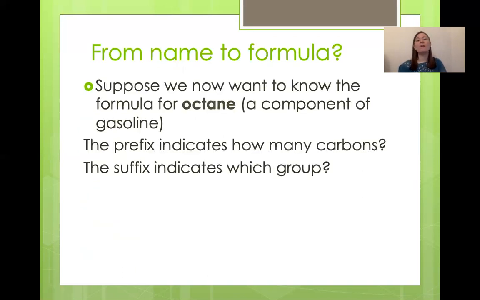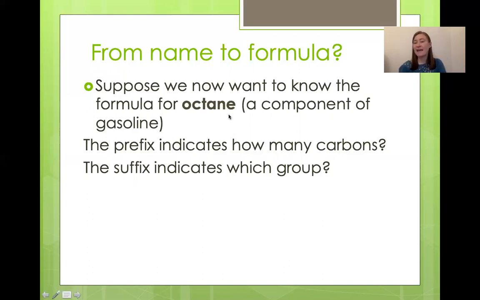Okay, what if we have the name and we want to know the chemical formula? So for example, what if I want to know the chemical formula for octane, which is mostly what gasoline is made of? Gasoline's not a pure substance. It's kind of a mixture of a bunch of stuff, but it's mostly octane. Well, the prefix tells us how many carbons there are. So oct, that prefix is telling us how many carbons. You can look it up in the reference table. You might even be able to guess without looking it up. Oct is the prefix for 8. So we've got 8 carbons.